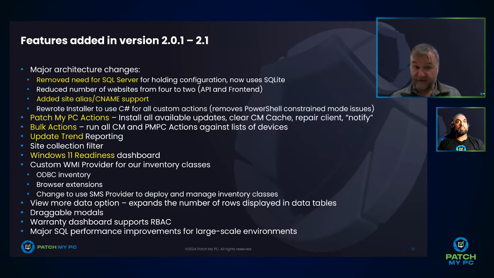We no longer need SQL Server, so this makes it a lot easier to adopt and means there's fewer licensing requirements. We also reduced the number of websites that we need. Advanced Insights used to have 4 websites. It now just has its API and front-end websites. So again, a little bit less configuration. And one of the advantages that we gained with that infrastructure change was that you can now alias the site. So you can now provide a CNAME that you can run the website under rather than having to use the host name for the server. That was quite a big request that we had on our user voice. We also significantly rewrote the installer for this release.